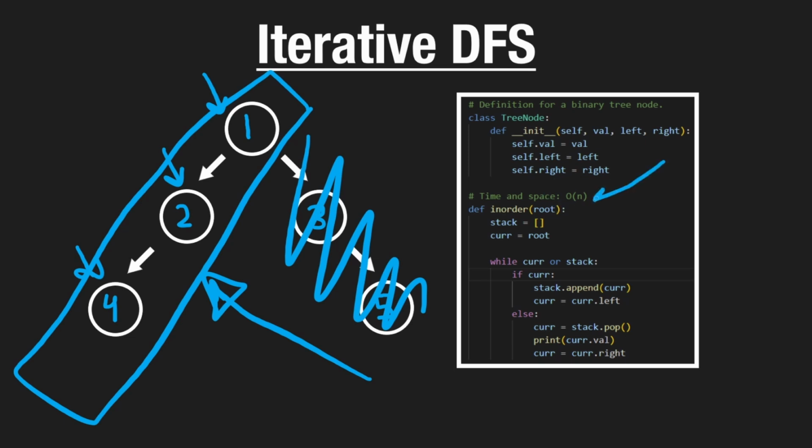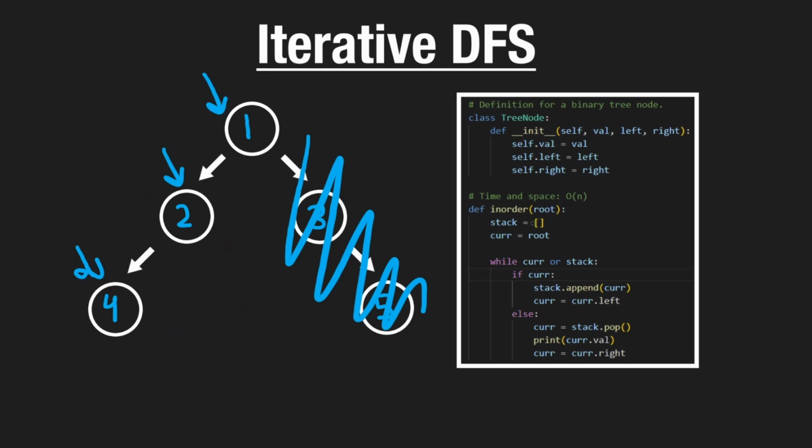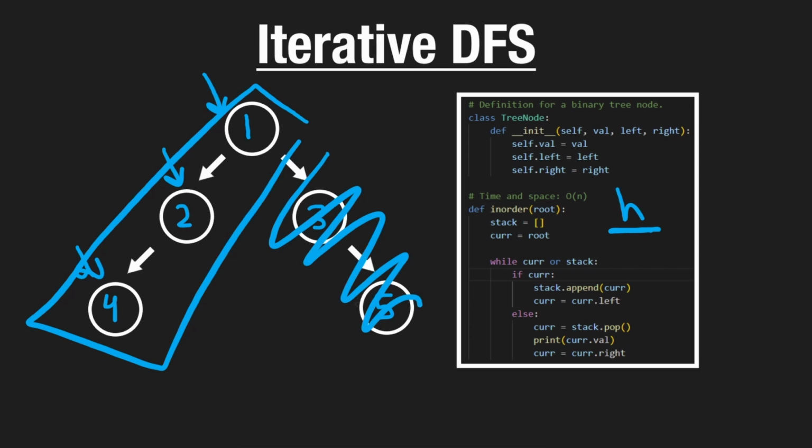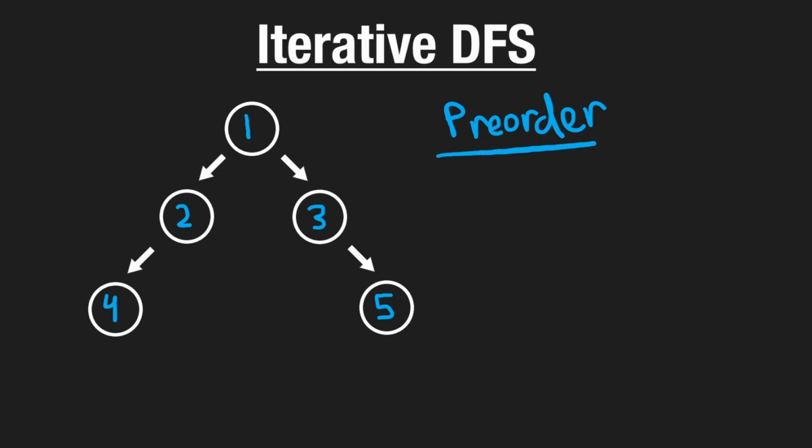Though that being said, a more accurate way of writing out the space complexity would be to say the space complexity is the height of the tree, because that's really what we're saying here. If the height of the tree is really long because we don't have a balanced tree, that's what the space complexity would be. The ideas behind pre-order traversal are also going to be very similar.